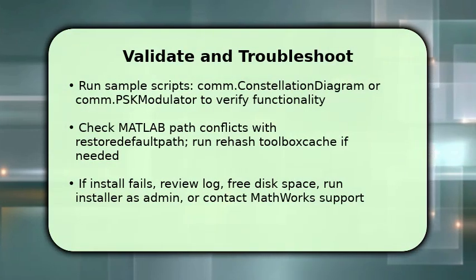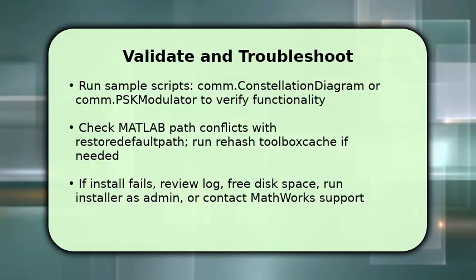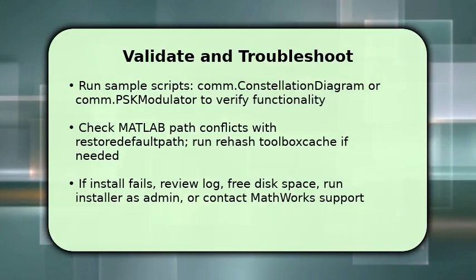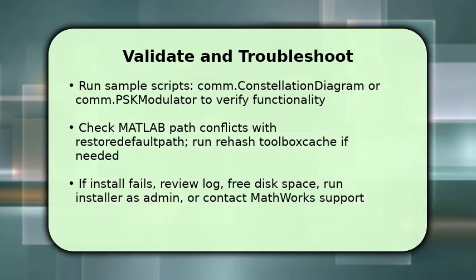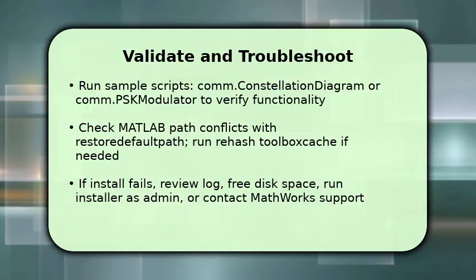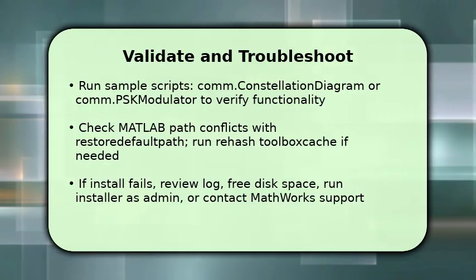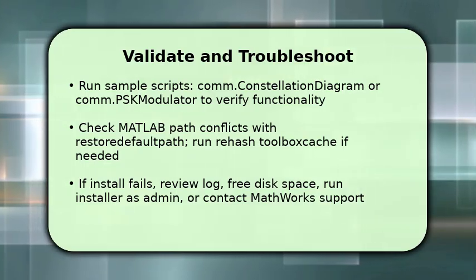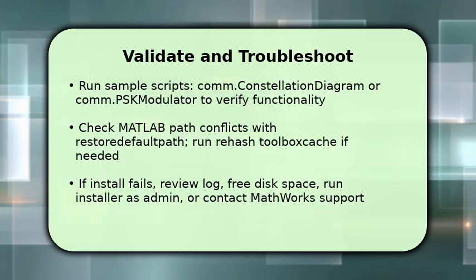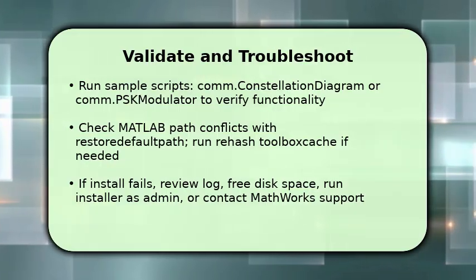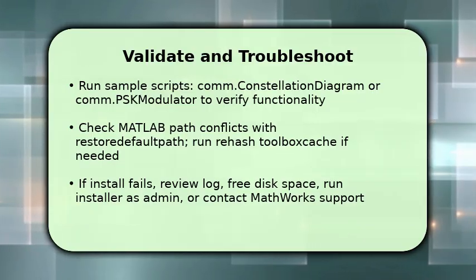Finish by validating functionality. Open and run example apps or functions like constellation diagram to exercise key features and confirm behavior. If something fails, make sure there are no path conflicts by running restoredefaultpath and rehash toolboxcache, then re-add custom paths. Also verify disk space and permissions.